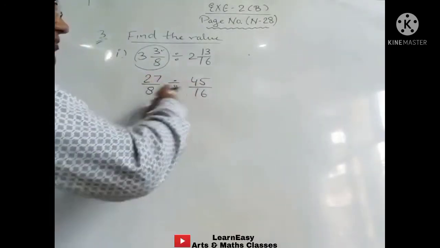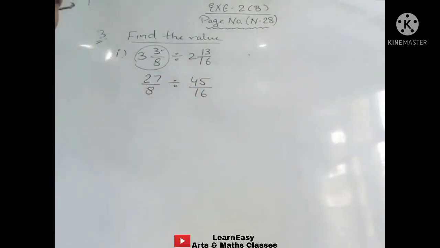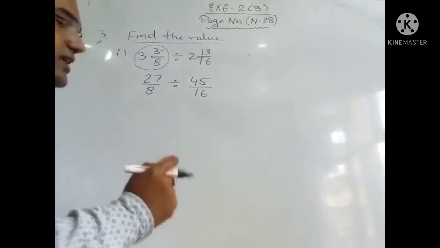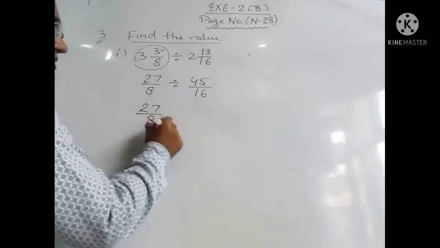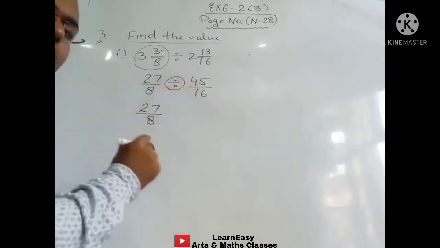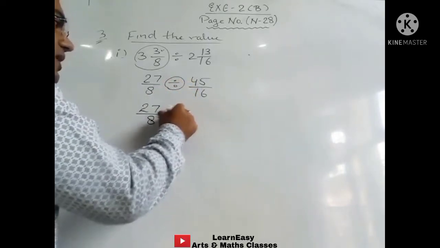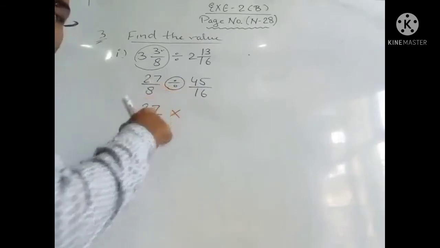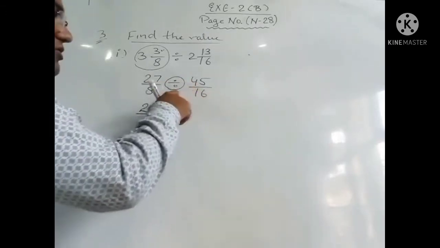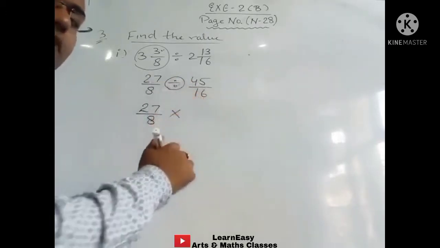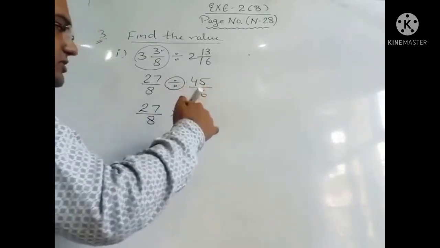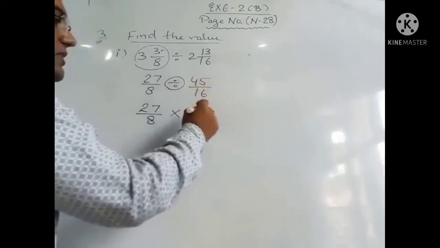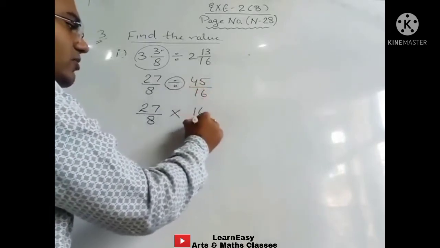Now in the next step, what will you do? Here in between these two fractions, a divide sign is coming. So whenever a divide sign is there, what do you have to do? The first fraction we have to write as it is. This divide sign we will convert into multiply. After converting this divide into multiply, the next fraction which is on the right side, that fraction we have to take the reciprocal. So numerator and denominator we will change. 45 upon 16 is given. Here we will take 16 upon 45.